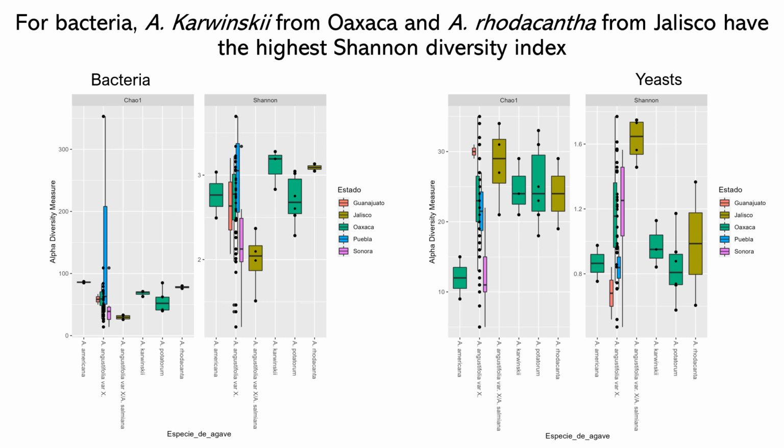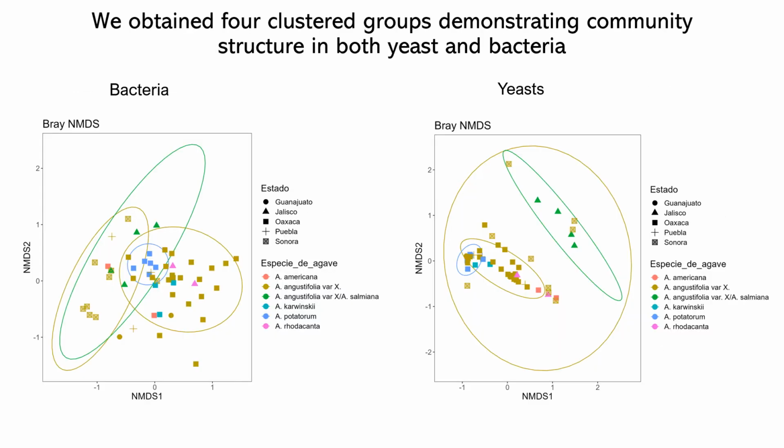Shannon index shows diversity in each group. The agave species with high bacterial diversity are Agave karwinskii from Oaxaca and Agave rhodacantha from Jalisco. Instead, for yeast and fungi, the Agave angustifolia sampled in Sonora displays the highest fungal diversity. However, the Agave angustifolia with Agave salmiana from Jalisco has the highest Shannon diversity score in the whole analysis.